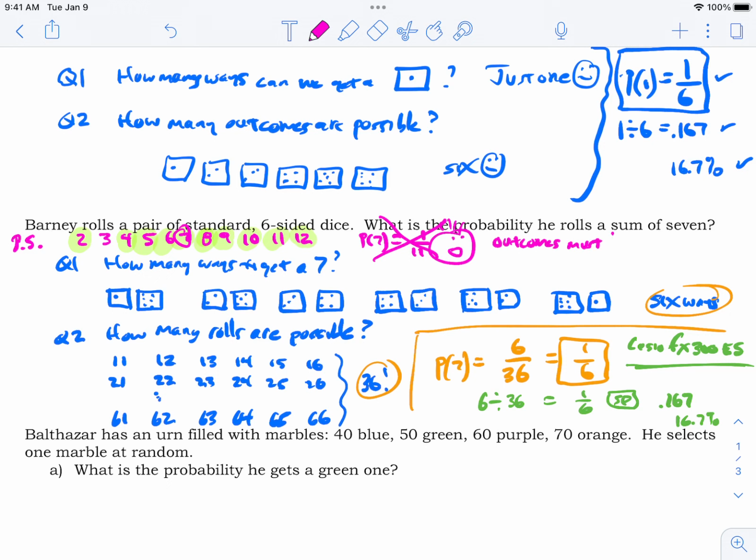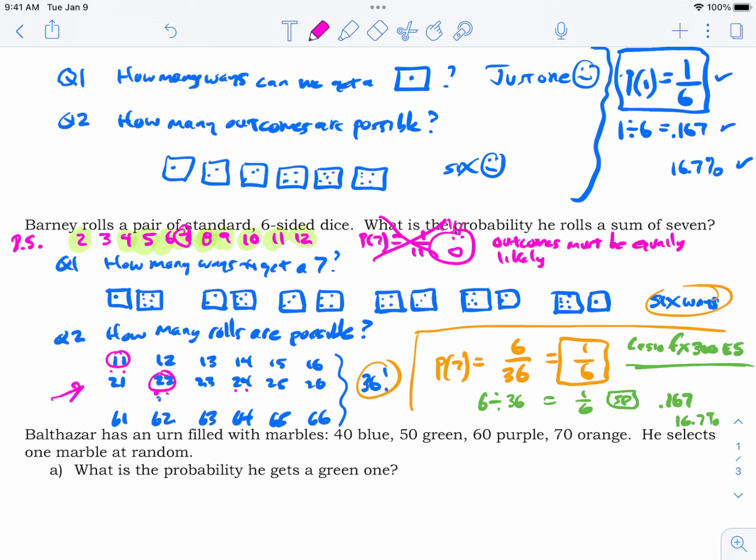Outcomes must be, and the official phrase is, equally likely. And that's why this way worked fine, because getting a 1 and a 1 or getting a 2 and a 2 is exactly the same chance, because the first one is a 1 and then the second one is a 1. There's only one way in 36 to do that. The first one is a 2 and the second one is a 2. There's only a 1 in 36 of doing that. The first one is a 2 and the second one is a 4. There's only a 1 in 36 way of doing that.